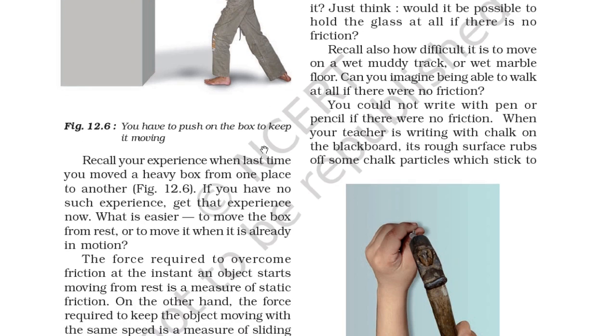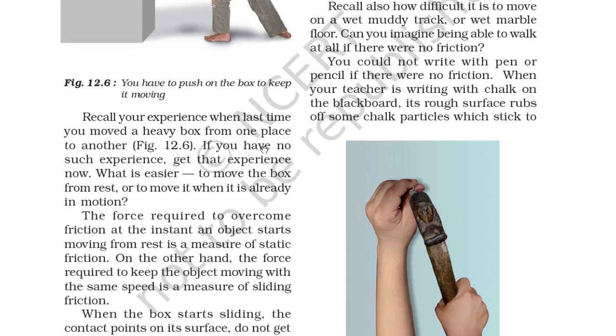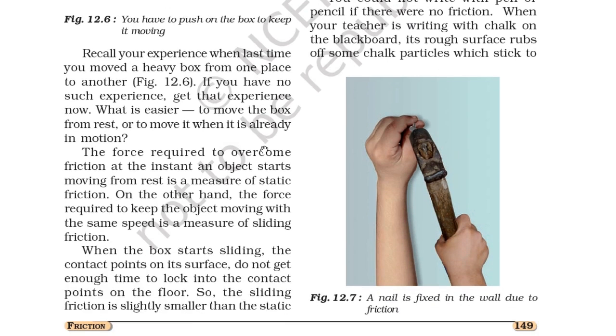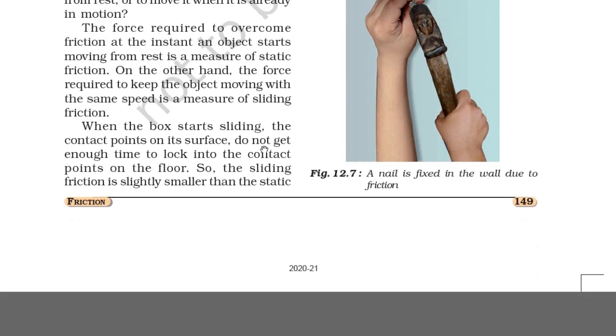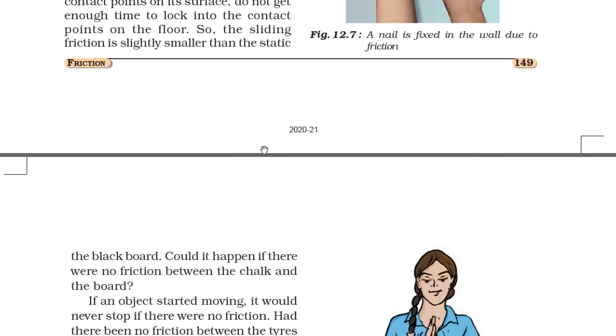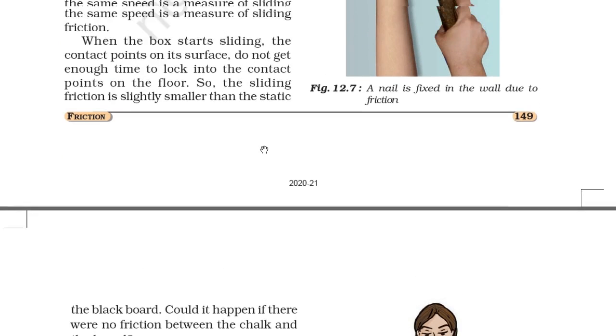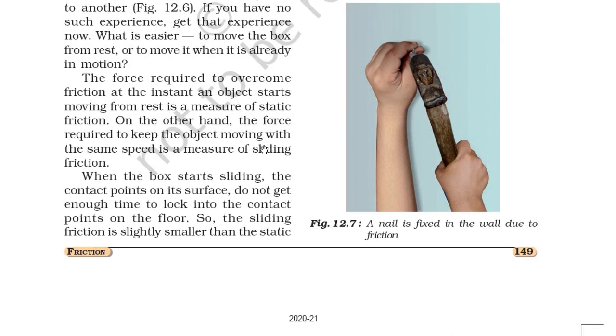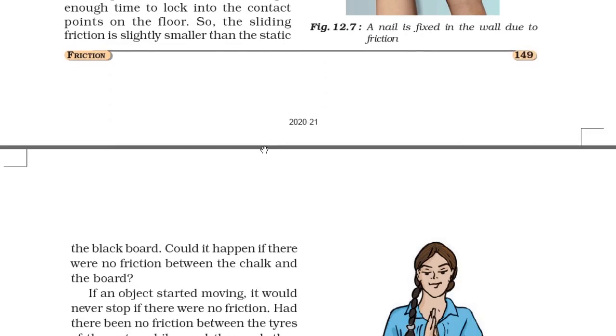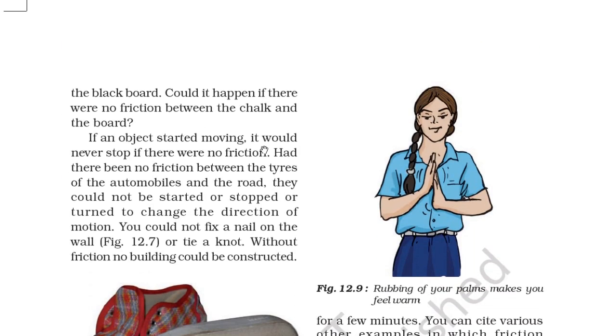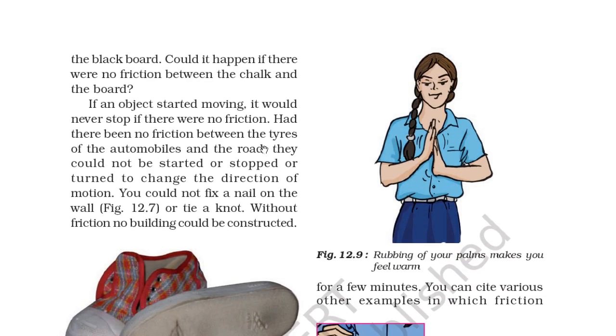So you cannot write with pen or pencil if there was no friction. When your teacher is writing with chalk on the blackboard, its rough surface rubs off some chalk particles which stick to the blackboard. Could it happen if there is no friction between the chalk and the board? So you can see a nail is fixed on a wall due to friction. So you can see here, if the object started moving, it would never stop if there was no friction. So the object will not stop if there is no friction.